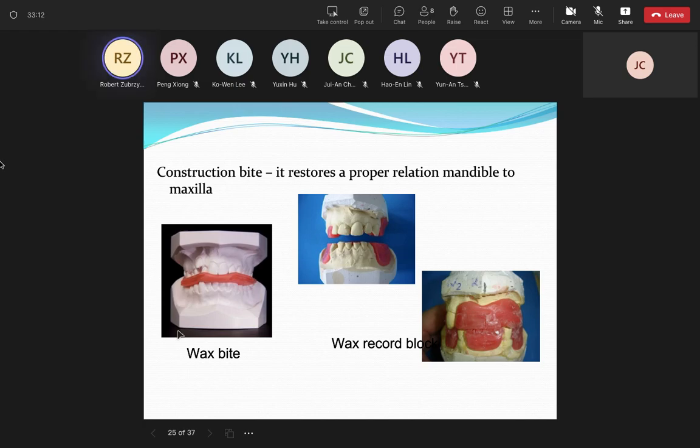So wax bite is when we need to focus only on the existing situation. So we don't change anything, but just take it as it is. But in wax recording blocks, we can change the three-dimensional setting, range.